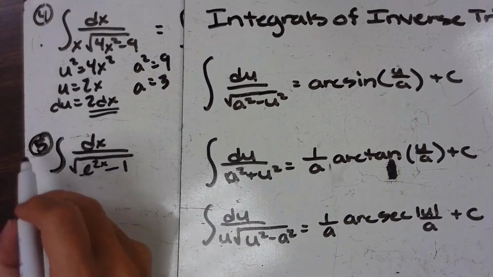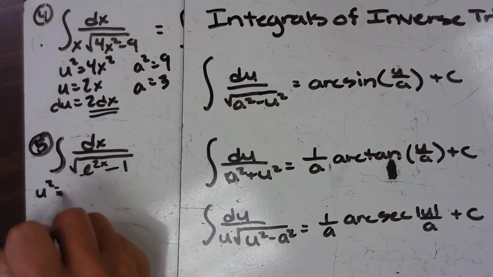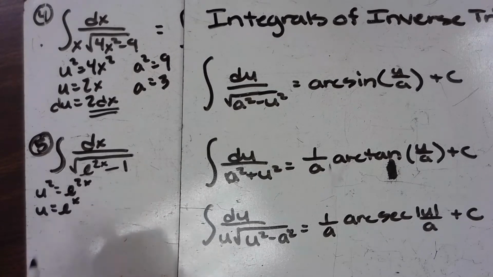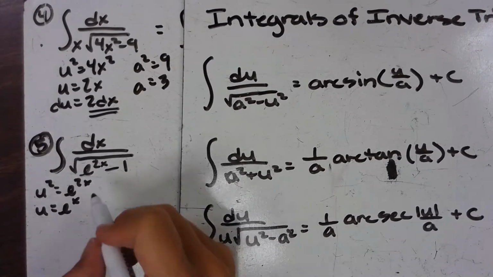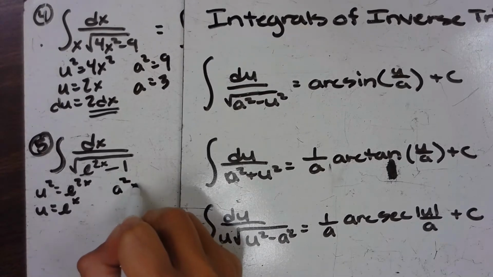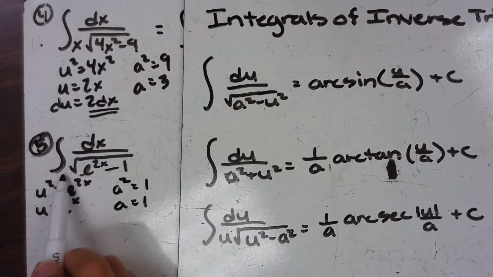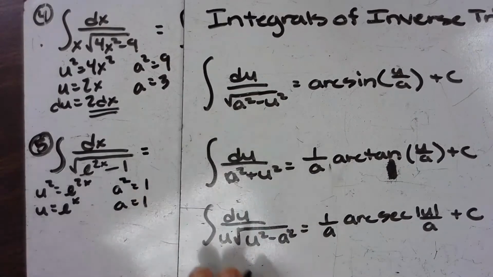If I make, all right, u squared is e to the 2x. When I take the square root, u is going to be e to the x. All right, I'll have to take the derivative in a second. I won't forget it this time. Okay, here a squared equals 1, so a equals 1. Well, I need this u on the outside. Well, let's think about this for a second.